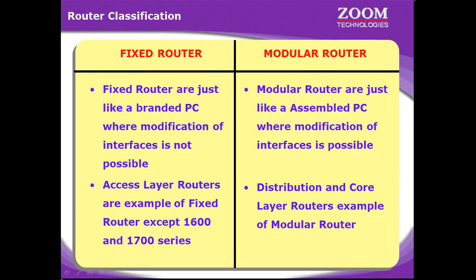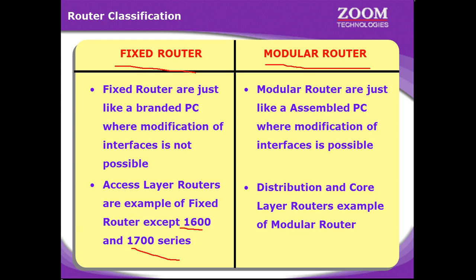Now routers are classified into fixed and modular routers. Fixed router means you can't make any changes. It's just like a branded PC where modification of interfaces is not possible. So the 1600 and 1700 series routers are fixed routers. You cannot add or remove a Fast Ethernet, Ethernet or serial interface from a fixed router.